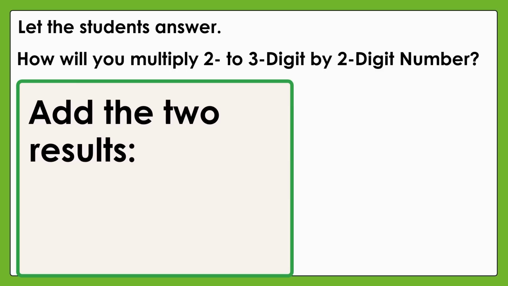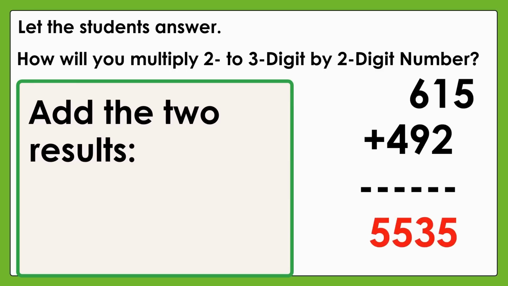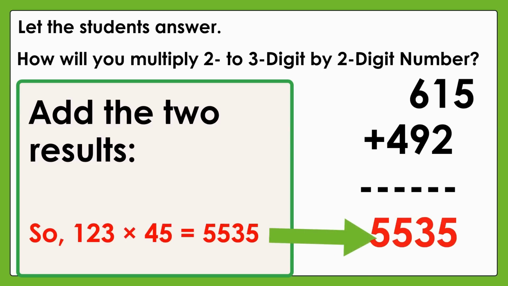Number 4, add the two results. 615 plus 492 is equal to 5,535. So, 123 times 45 is equal to 5,535.